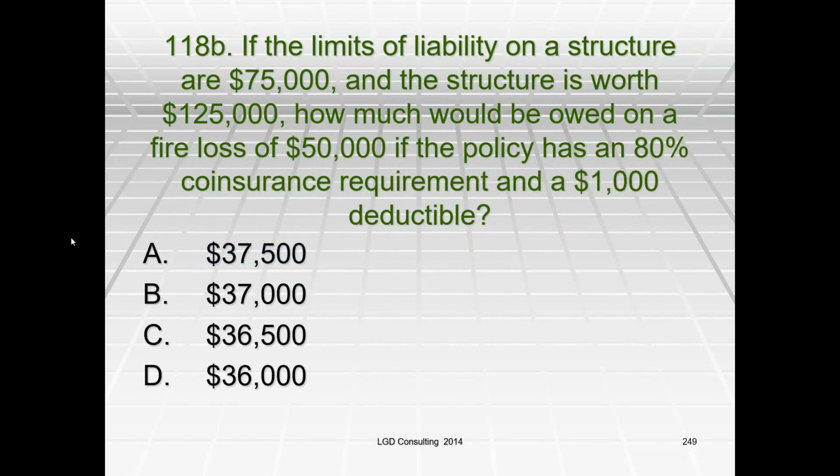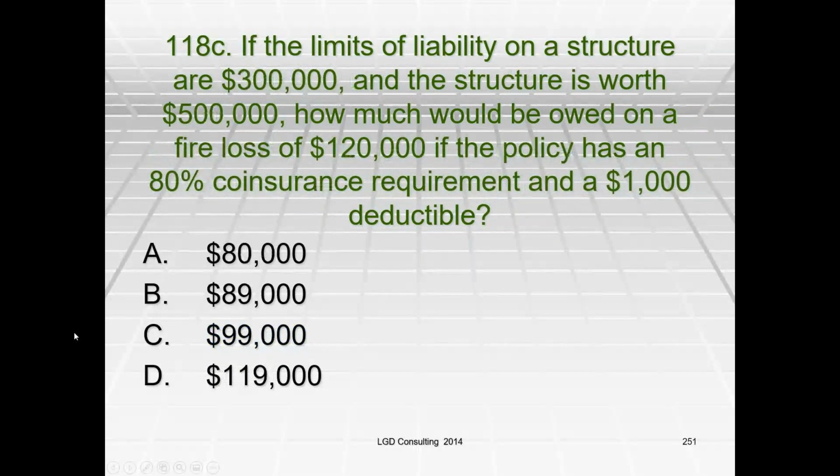Now they might throw in the deductible. All right. So it's 37,500 minus the deductible. So the company pays 36,500. You might get that one. And by the way, these numbers are common on your test. Okay. Or you might get this one.